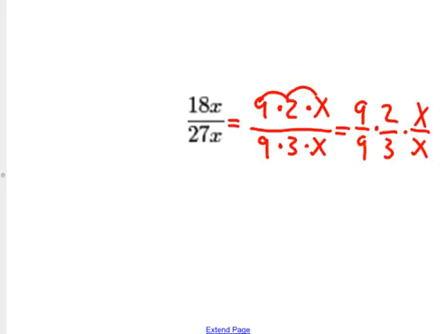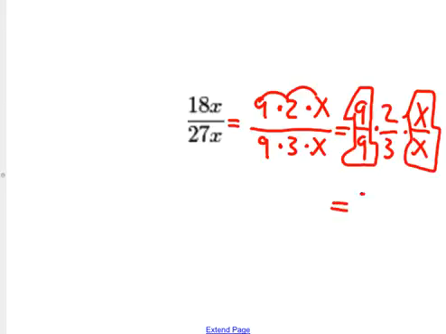Basically you can see I've got two ones now. I've got 9 over 9, which is 1 in disguise, and I've got x over x, which is also 1 in disguise. So 1 times a number is essentially that number. So this is still 2/3.